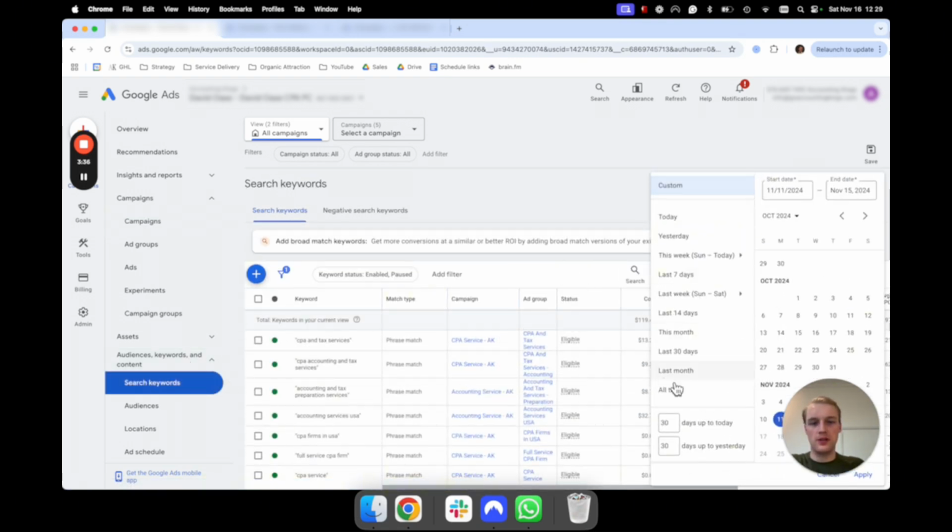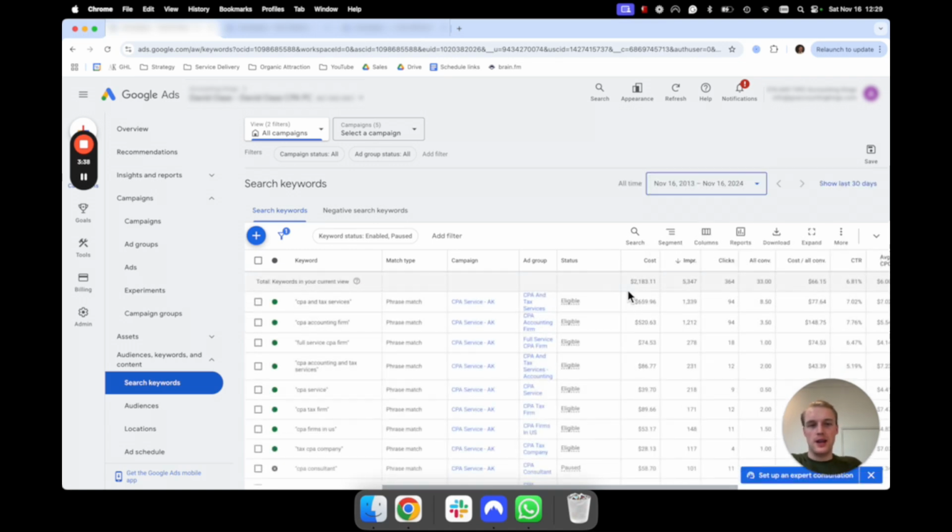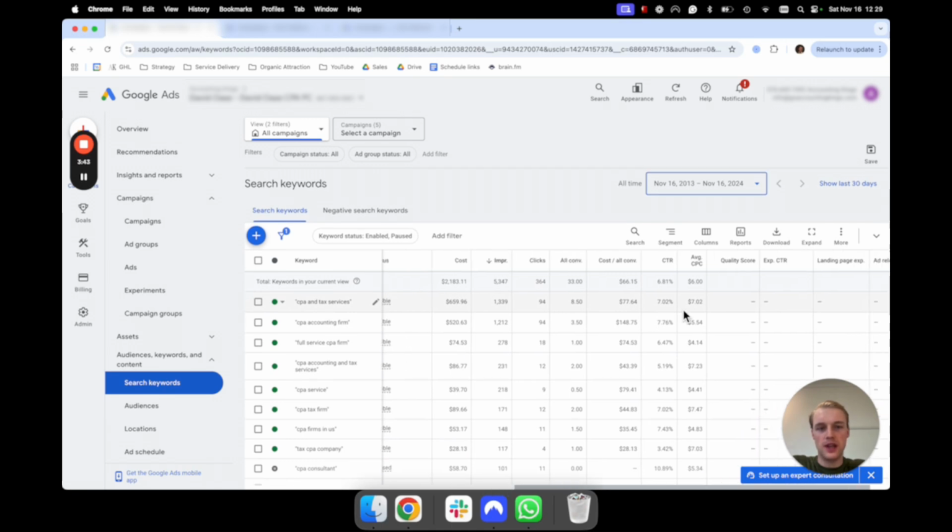It's important that if you go to the search keywords, you click on all time and filter on impressions. What we are actually going to do is this: if a keyword has 100 to 200 impressions on all time, and if the click-through rate, CTR, is below 4%, we are going to pause the keyword.